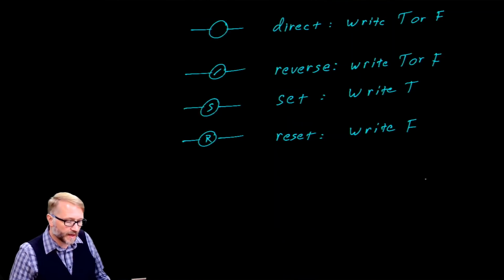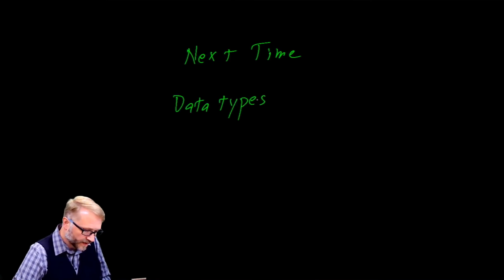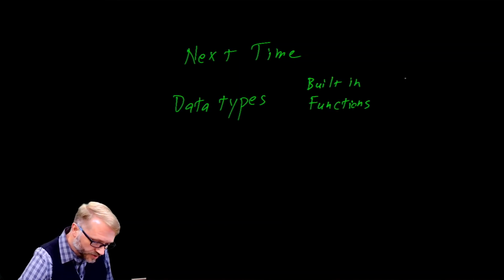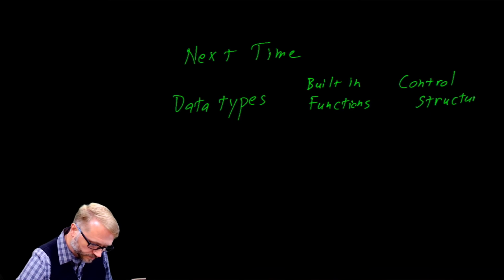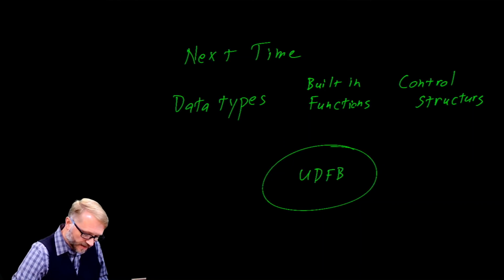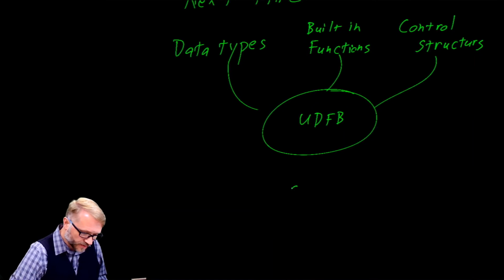Okay, we've covered a lot of material today. Next time, we're going to explore data types. A few lectures from that, we're going to explore built-in functions, and then control structures. And all of that will lead to something called the user-defined function block. And once we're there, we can move to sequential machines.